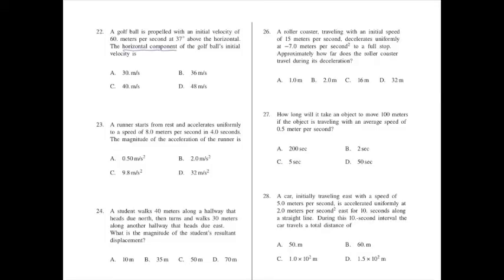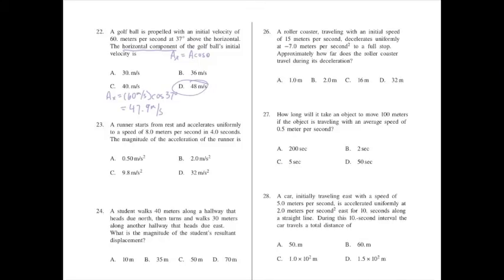Number 22, a golf ball is propelled with an initial velocity of 60 meters per second at 37 degrees above the horizontal. We have to find the horizontal component, so a_x is equal to a cosine theta. Or you can use your SOHCAHTOA method if you want. 60 meters per second times cosine of 37 degrees, and that should get you 47.9 meters per second, approximately choice D.